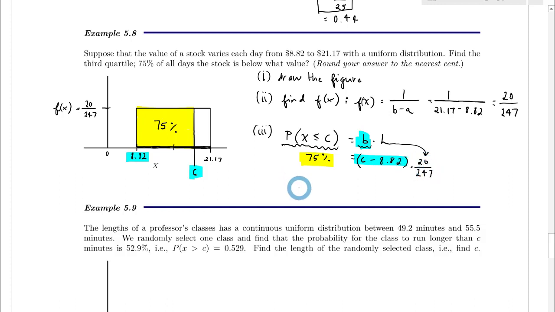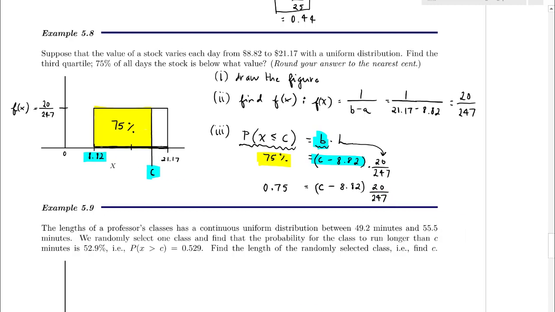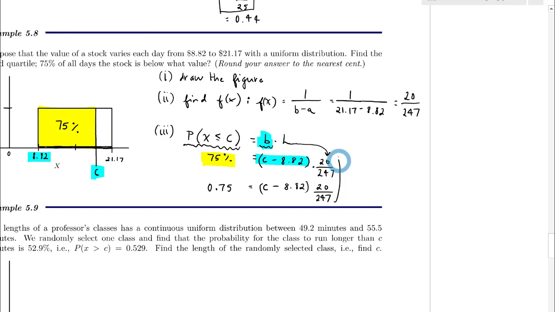Okay, so let's write this a little nicer. 75% has to be 0.75 equals C minus 8.82 times 20 over 247. Okay, so if we just want to go ahead and solve for this, we can easily do that by some algebra tricks, right?